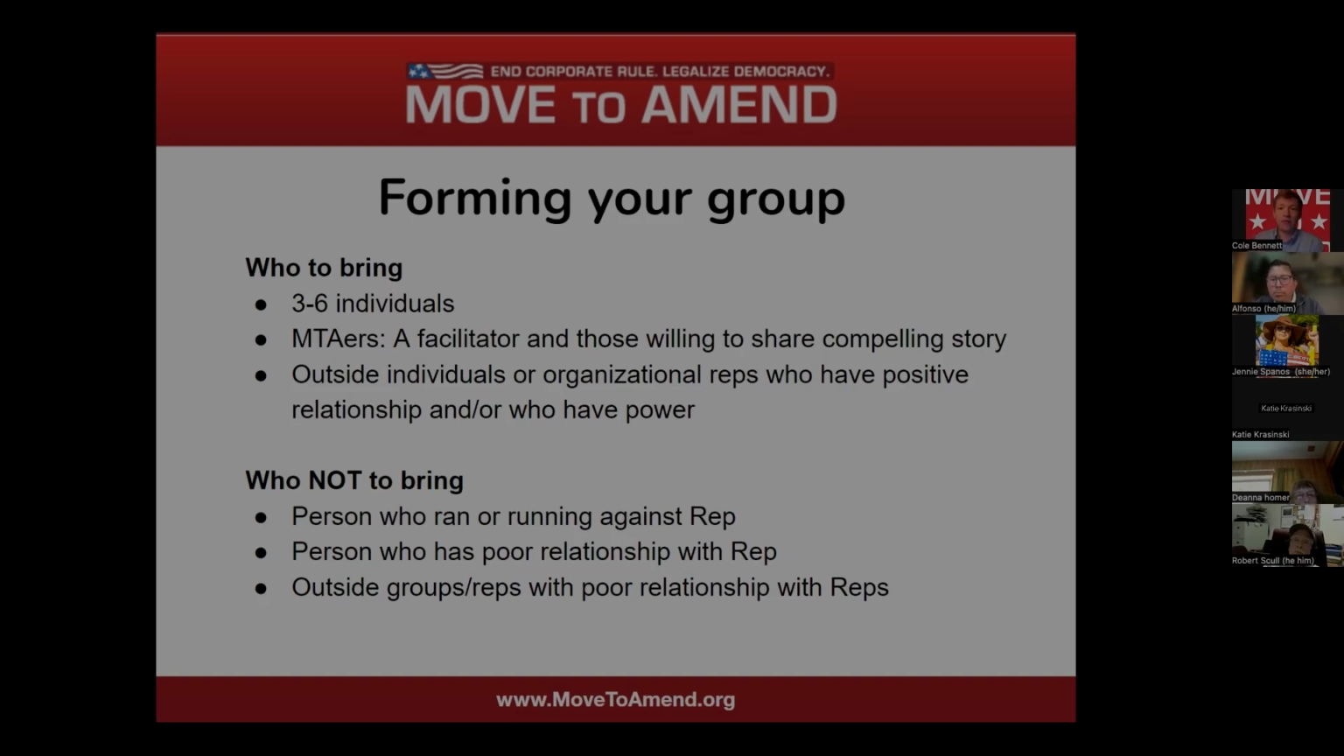Once you have a meeting scheduled is when you want to start thinking about what that meeting is going to look like. And again, these are guidelines. We suggest bringing about 3 to 6 individuals, preferably constituents of that representative that live in that district. In my experience, that's been a real difference maker in meetings, is having people that actually live within their district.